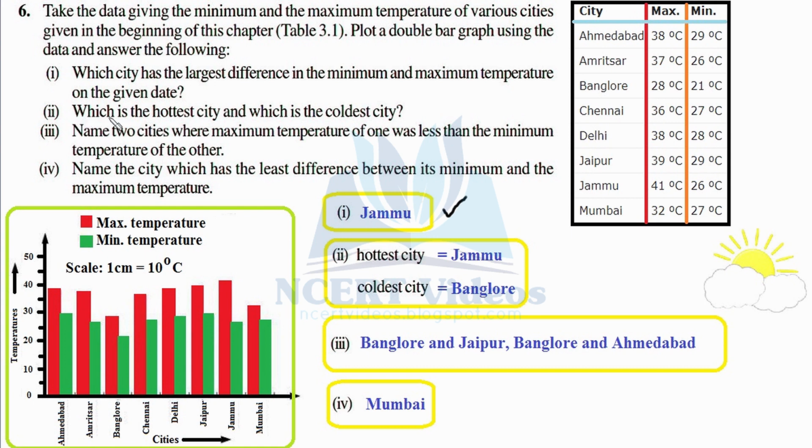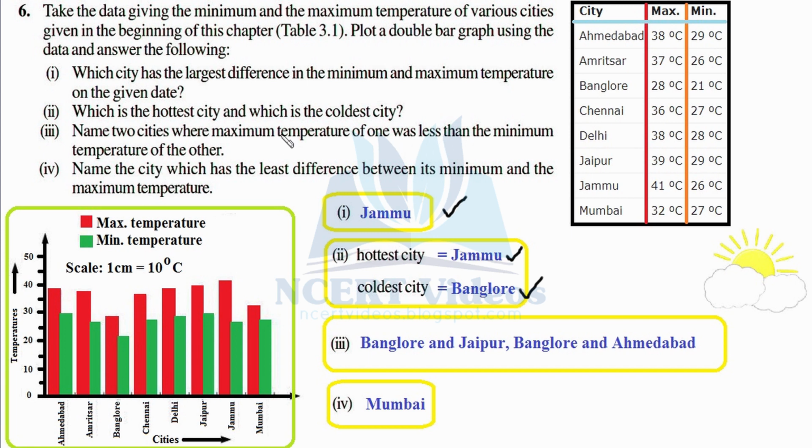Now, which is the hottest city and which is the coldest city? So hottest, where the red bar is tallest, it is Jammu, hottest city Jammu. Coldest, where green is minimum, Bangalore, you can observe it. So Bangalore. Now name two cities where the maximum temperature of one was less than the minimum temperature of the other.